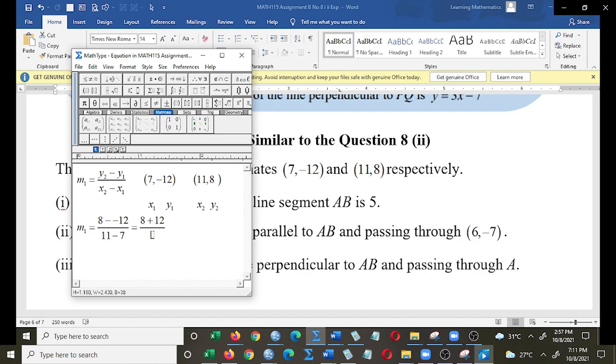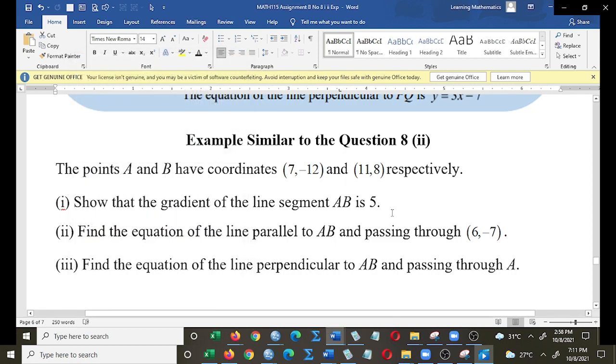What is 11 minus 7? 4. Because when you have two negatives multiplying, it's a positive. You can even prove it in your calculator. Type in 8 minus -12, you're going to get 20. 20 divided by 4 is 5. So we have answered part 1. We have shown that the gradient of the line that joins these points is equal to 5.